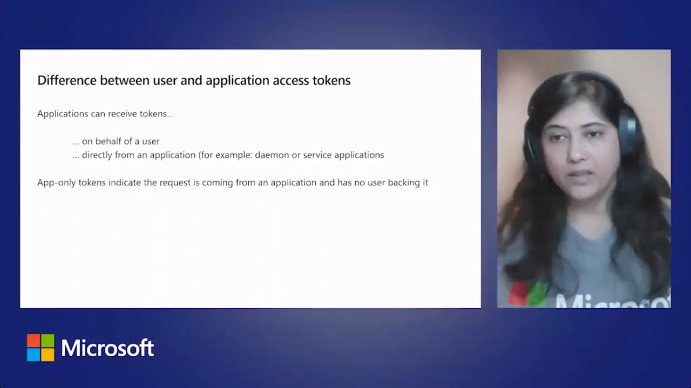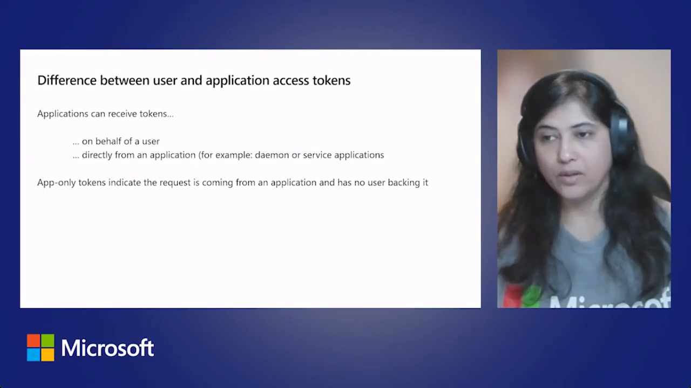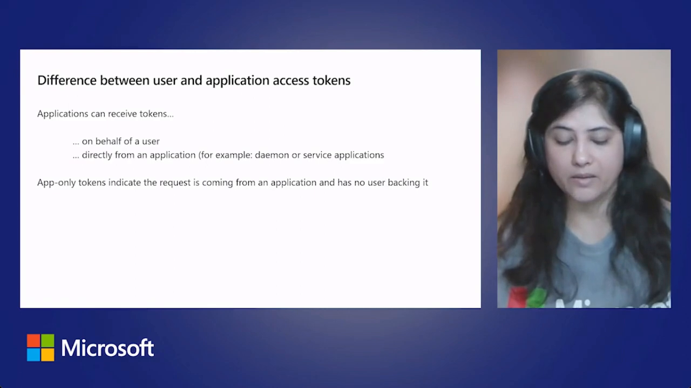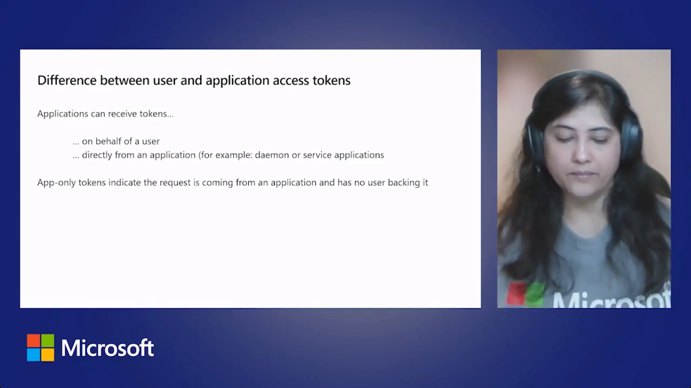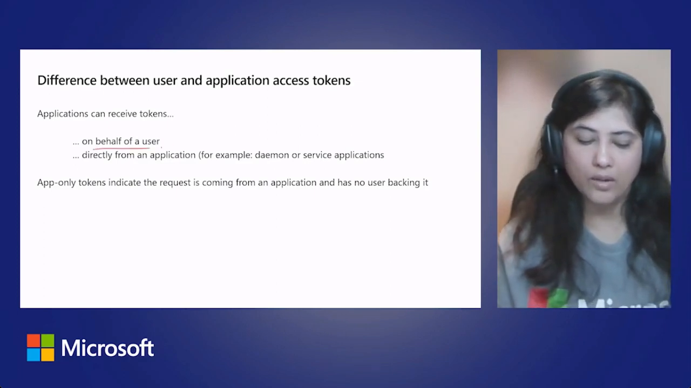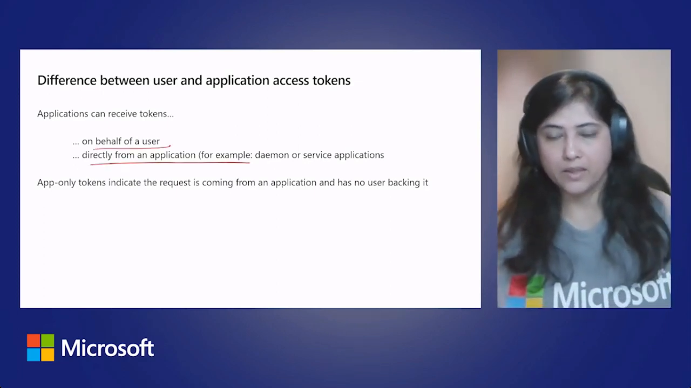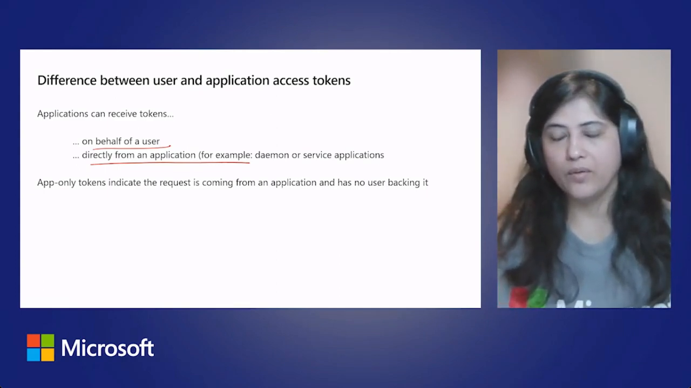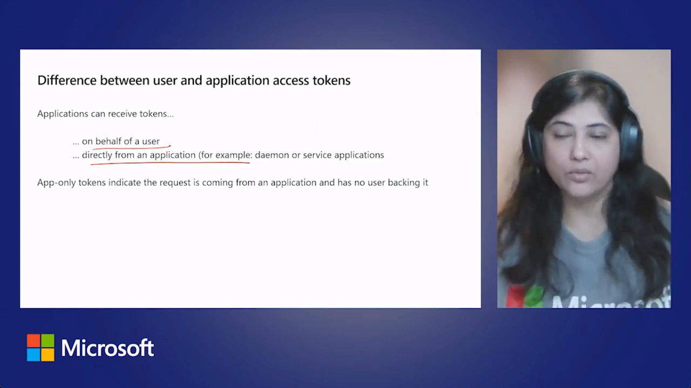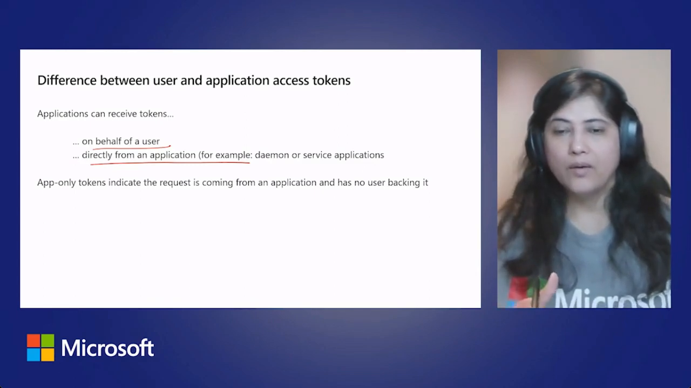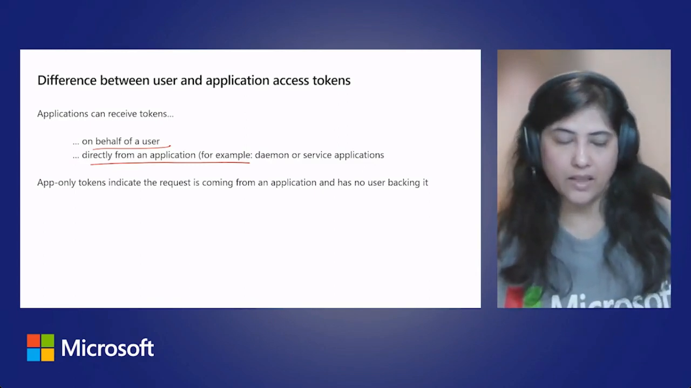So your application may receive tokens on behalf of a user or directly from an application, such as an automated service or daemon application. Okay, so applications can receive tokens on behalf of a user or directly from the application. Now these app-only tokens indicate that this call is coming from an application and doesn't have a user backing it. So these tokens are handled largely the same as user tokens with some differences in this scenario.